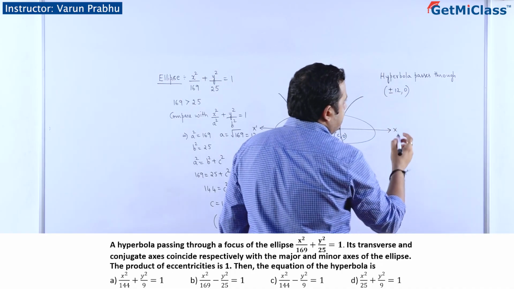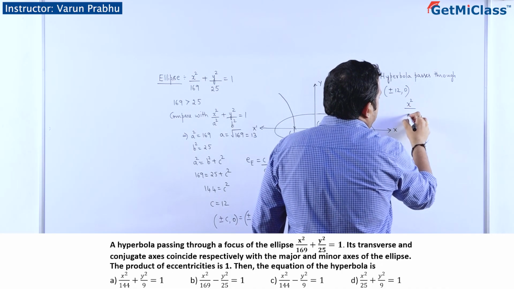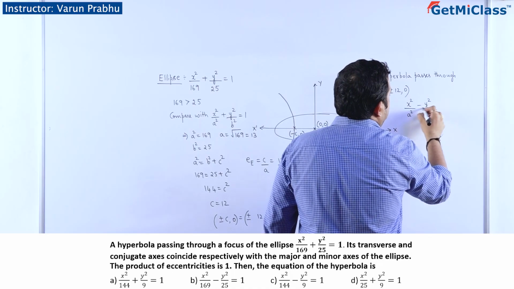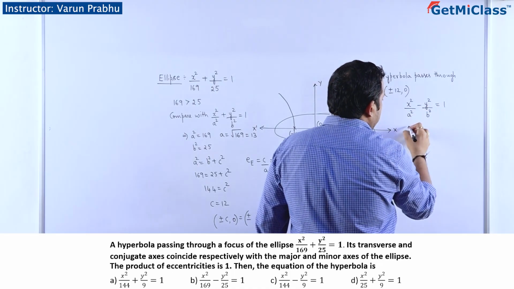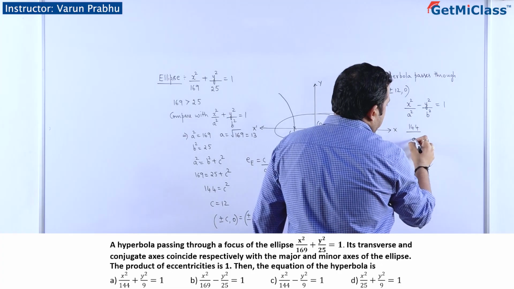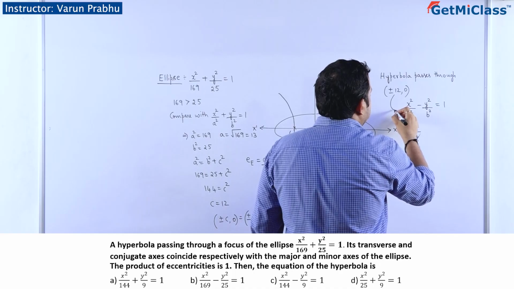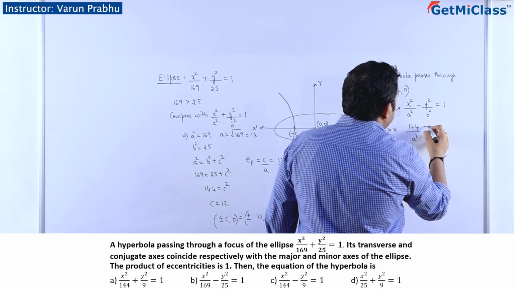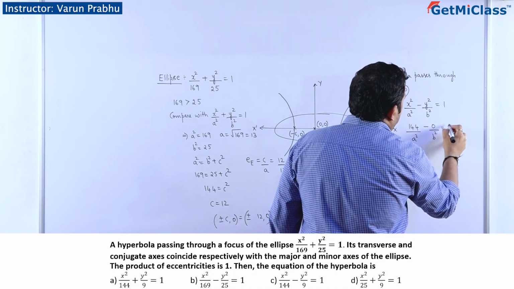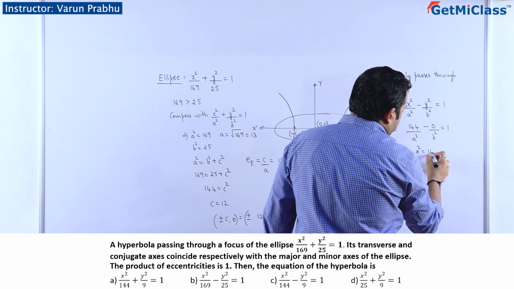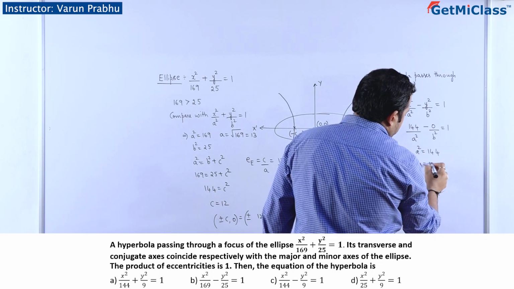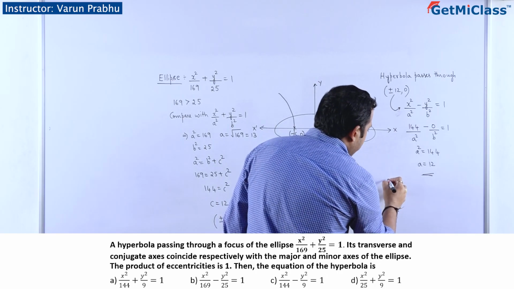So, I may say x square divided by a square minus y square divided by b square is equal to 1. So, 144 divided by a square, substitute here, x and y, minus 0 divided by b square is equal to 1. So, a square is 144. So, what is the value of a? a is equal to 12, correct.